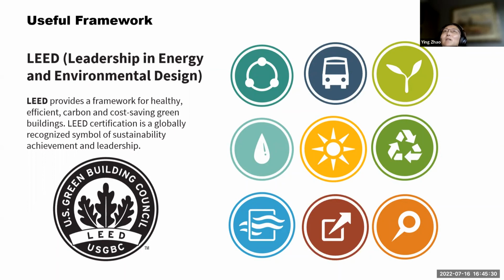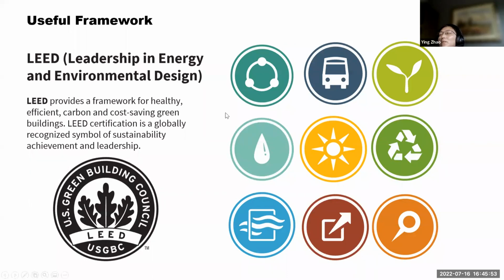Other rating systems, like there is one in England, I don't remember the exact name. Yeah, there's several other widely used systems. Some countries have developed their own framework.